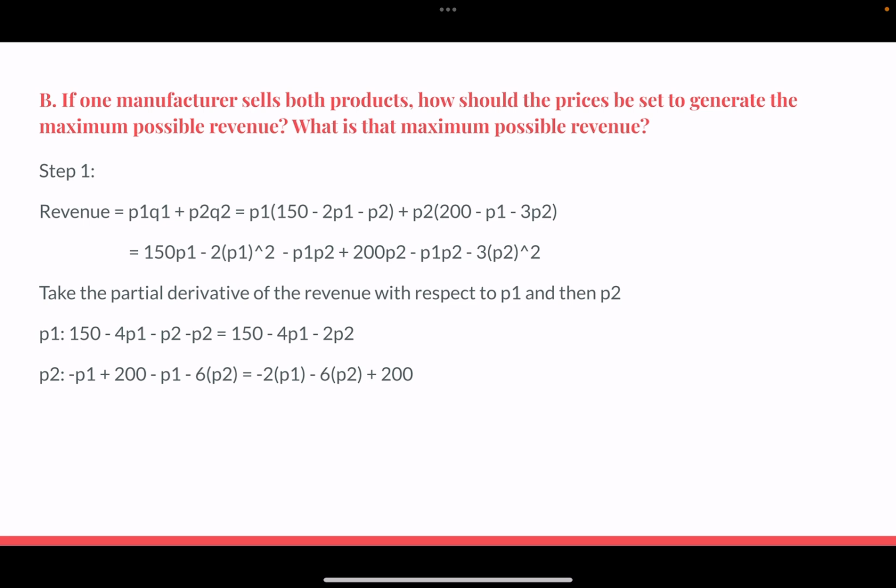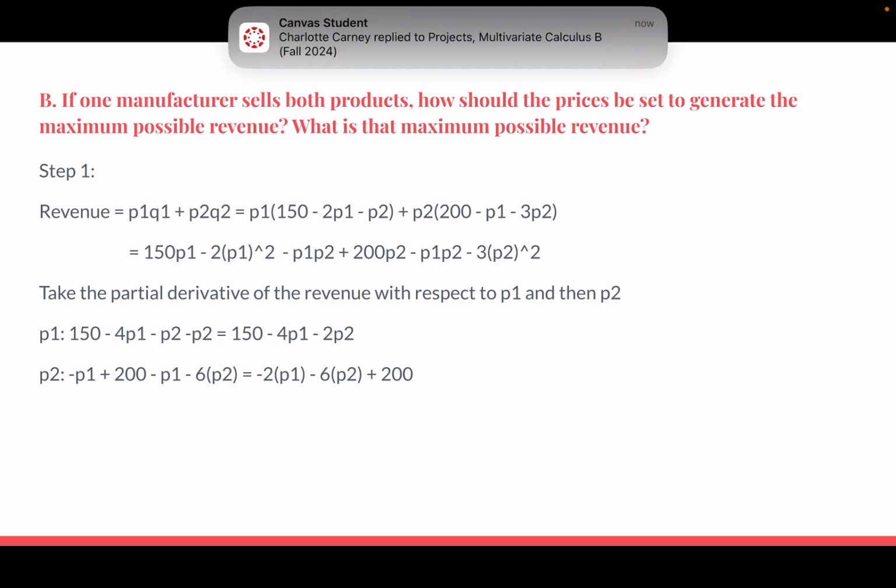Part B was, if one manufacturer sells both products, how should the prices be set to generate the maximum possible revenue? What is that maximum possible revenue? So the first step is to figure out the equation for revenue. Revenue is the price times the quantity of both of the different goods.